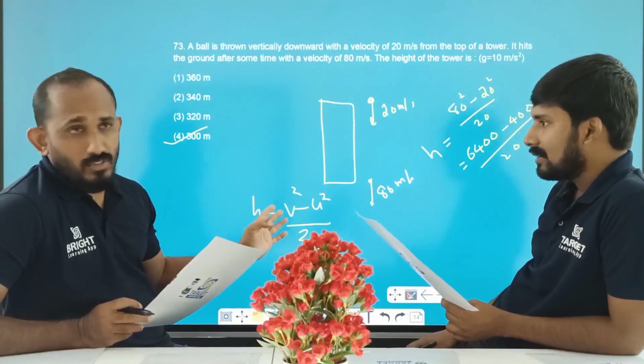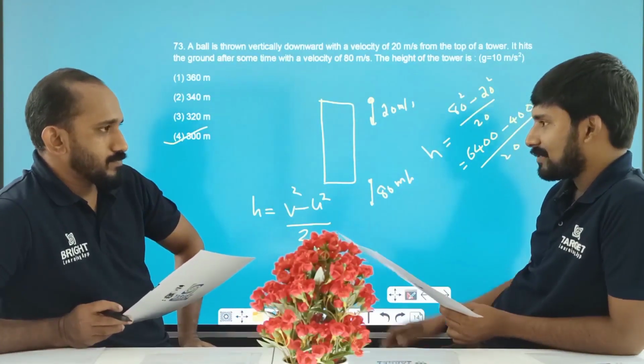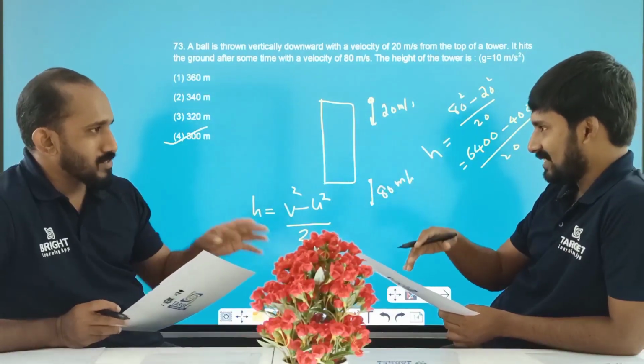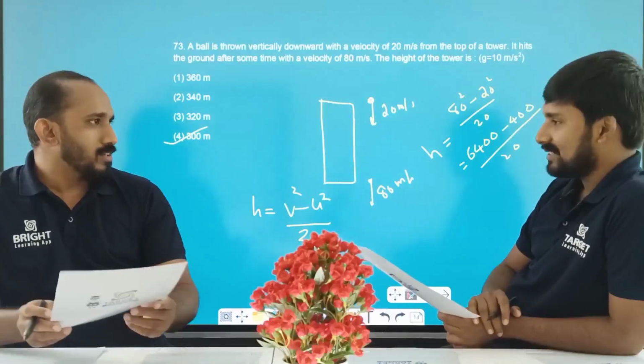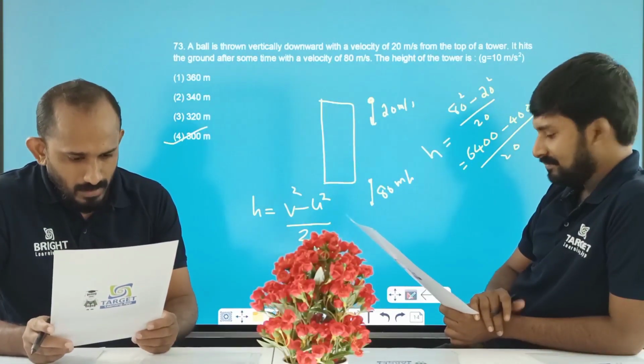So it's a simple equation of motion; the third equation of motion we have to use here. Nothing to worry about. Only one question came from this chapter. Actually, no question came from motion in a plane, like projectile motion and many topics that students focus on more. Even circular motion didn't come. We can move to the next question.